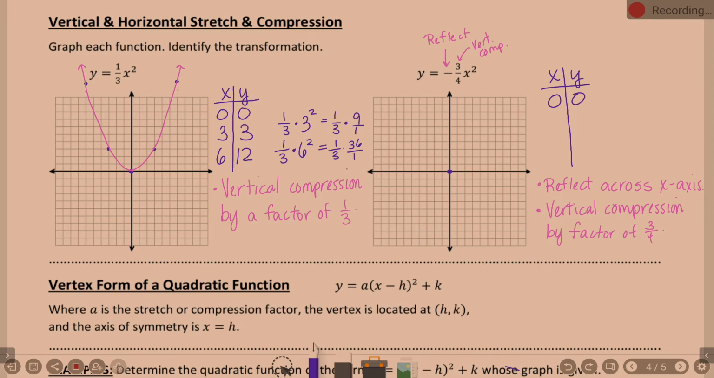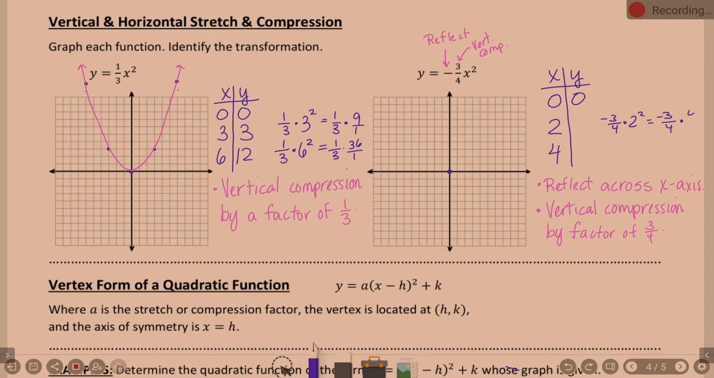I personally, if I think about it though, I'm going to pick 2 and 4 on this one. If you pick 8, that works too. Okay, so what are we going to do with this 2? We're going to plug it in. So it's going to be negative 3/4 times 2 squared. We're going to do those exponents first. 2 squared is 4. So I have negative 3/4 times 4.